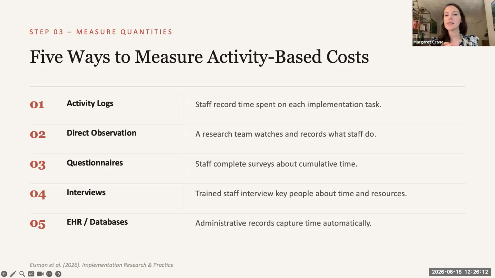So activity logs, I'd say this is the most common way I see people doing costing. There can be some recall issues, but essentially staff record the time they spent on each implementation task. One thing I found interesting is there's some research that suggests that past recall tends to overestimate costs. And so this is to me an incentive to try and keep up with this on an ongoing basis because you don't want to overestimate how much your program costs to implement because that might scare people away. And if you're looking back on the past 6 months, people actually tend to overestimate how much time they spent, which I found interesting and surprising.